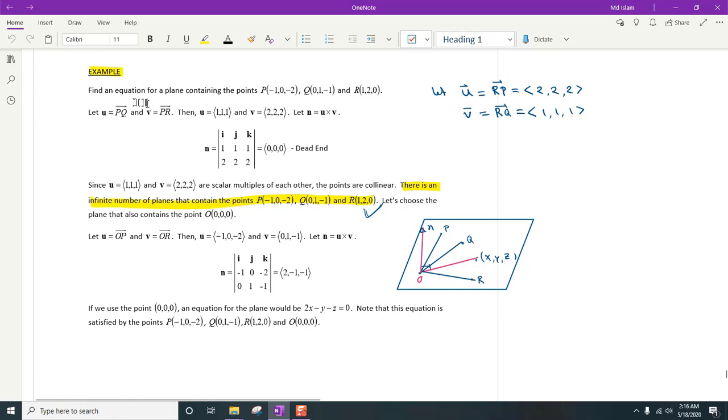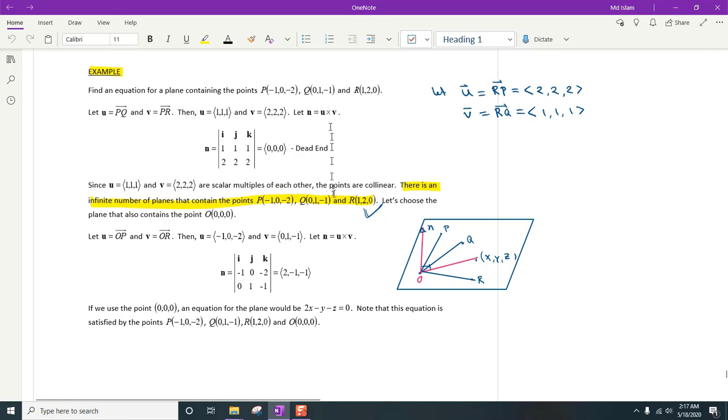In the next problem, we also need to find the equation of a plane that contains these 3 points. Same way, U equals PQ and V equals PR. So U becomes, if you subtract Q minus P, (1, 1, 1), and V becomes R minus P, sorry, this is (2, 2, 2). If you take the cross product of these two vectors, this becomes 0. So it's a dead end. There is an infinite number of planes that contain these 3 points.